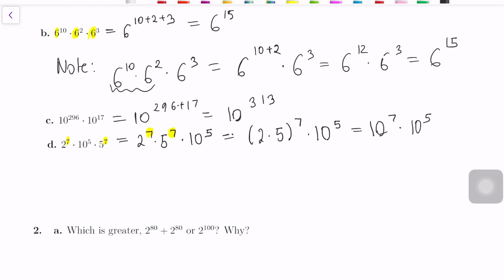Now I do have base-like expressions. Now the base is the same. And when the base is the same, that common base stays, because I'm counting how many factors of 10 I have all together. Well, 7 plus 5, I have to add the exponents. So that's going to be 10 to the power 12. Okay?